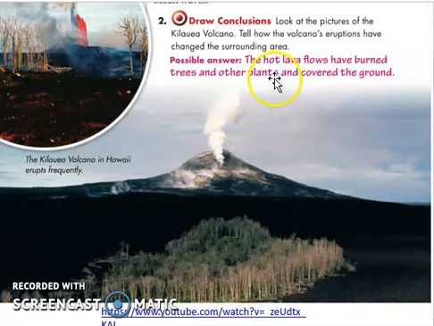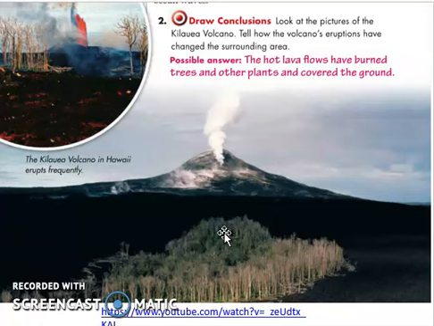Here it says, the hot lava flows have burned trees and other plants and covered the ground. In the videos, it shows houses, cars, people's places are damaged because of the lava. Because who could stay in 1000 to 2000 degrees Celsius? Probably all things might melt.